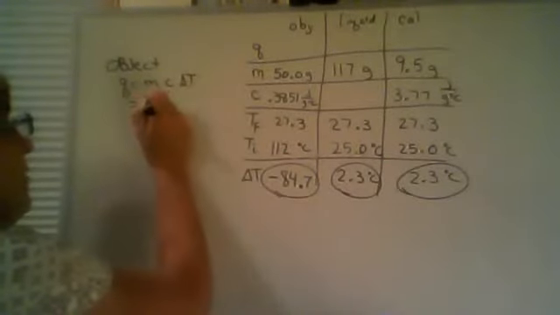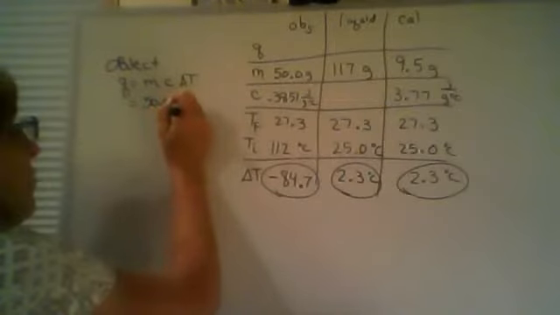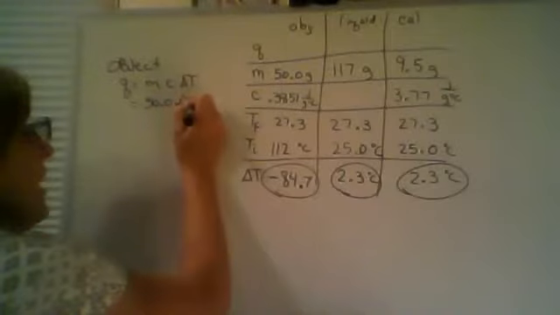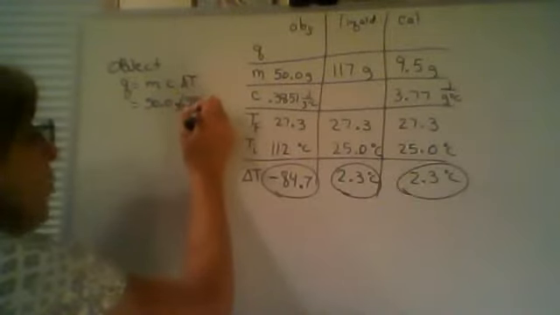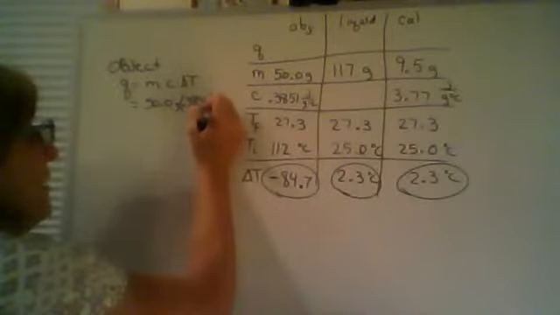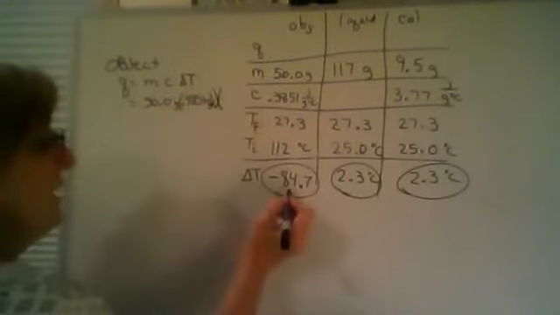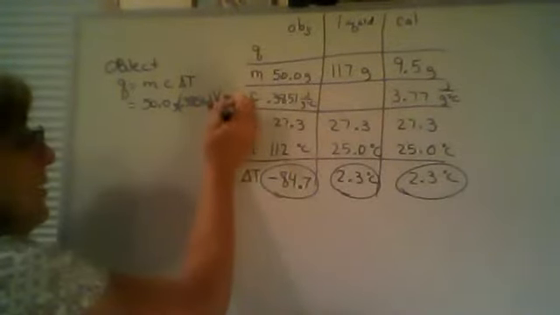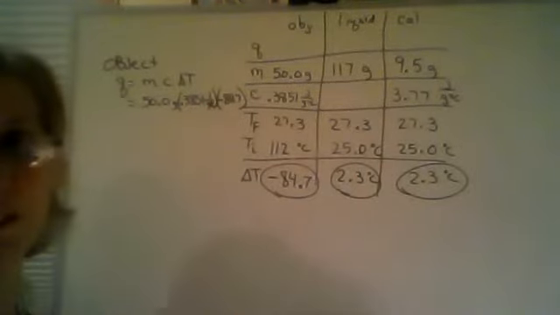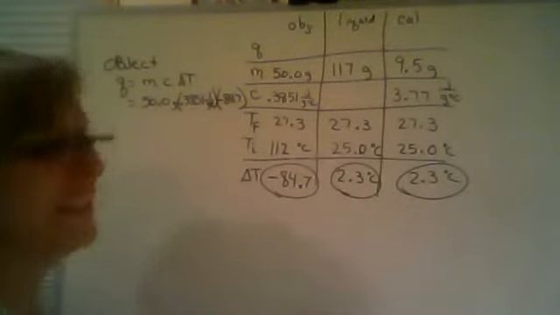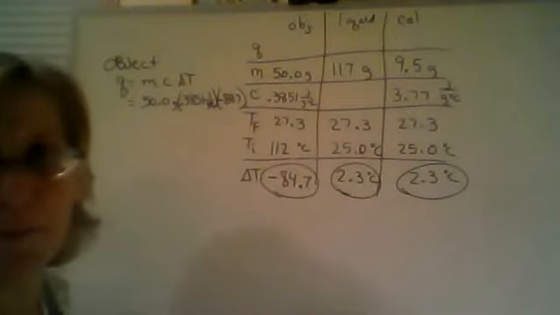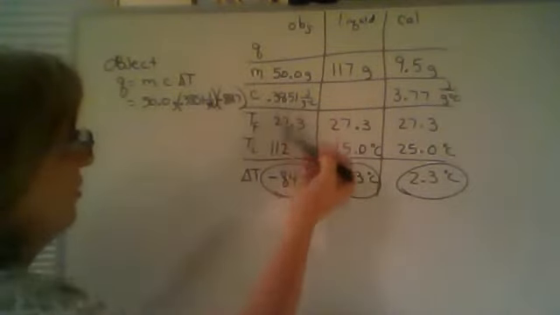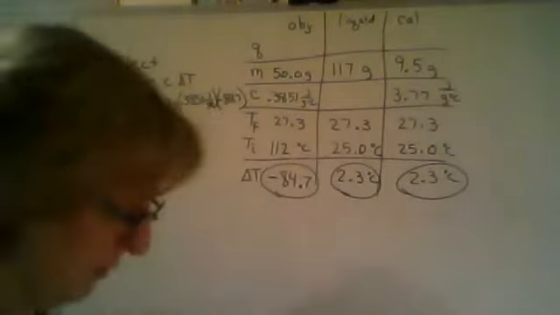It equals 50 grams times 0.385 joules per gram degree Celsius times negative 84.7. Yeah, I know. It's kind of running together. That's not very easy for you to see. But I think you see where I got all of those numbers. They're right here. 1, 2, 3.